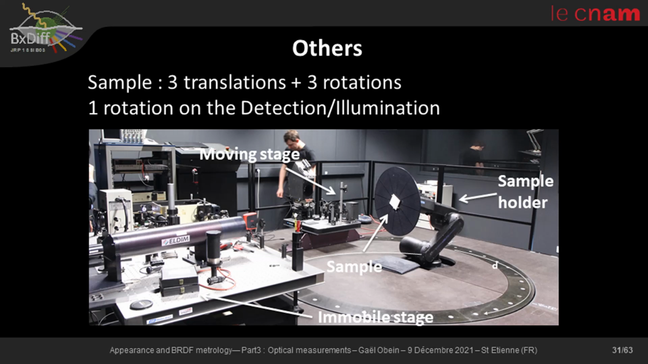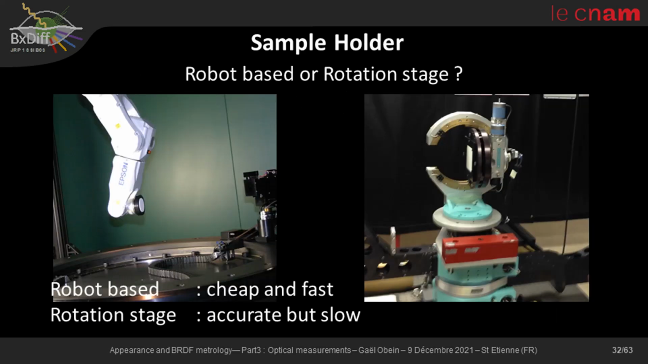You can use a robot, for instance. The robot will have 3 rotations, one like this, one like this, and one like this. And then you have a ring that gives you the 4th rotation. And the robot provides you also, if it's a 6-axis robot, 3 rotations and 3 translations to put your sample at the middle. So it's quite convenient.